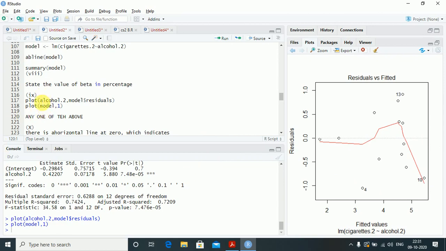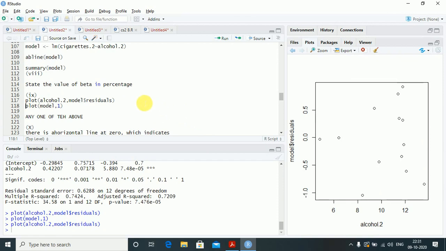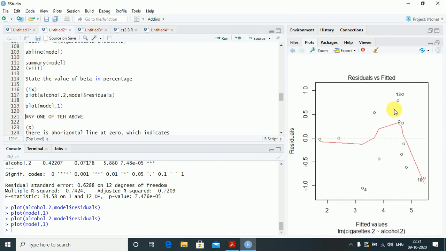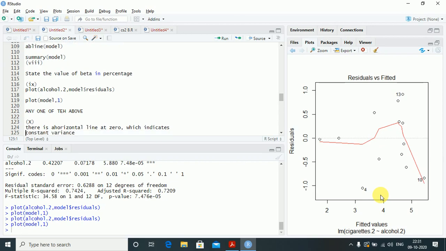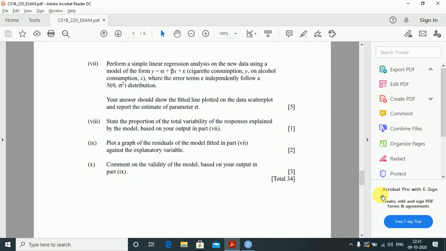You can even do plot of alcohol.2 comma model$residuals, and then see that this is the 0 line and the values above and below 0 are almost equal, and there are 2 values at 0. Since the values are almost cancelling out each other and there is very little variance in the model, the model is a good fit. Plot of model comma 1 also says the same thing: since there is this line, there is less variability in the model, though there are some outliers. Both of these are the same graphs, so there is no issue with whichever you follow. And the last is to comment on the validity of the model based on your output.